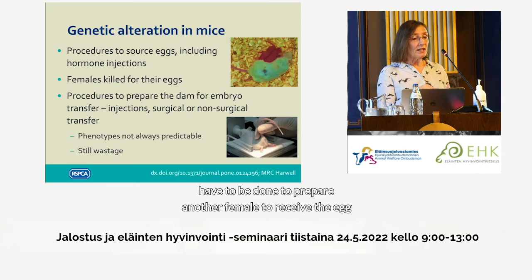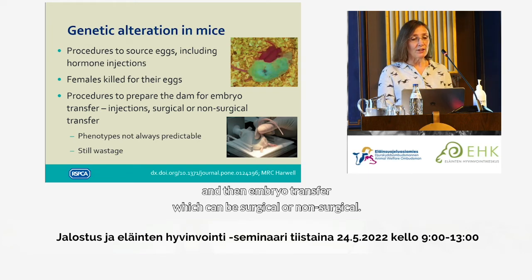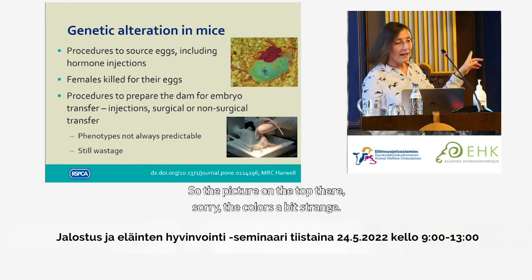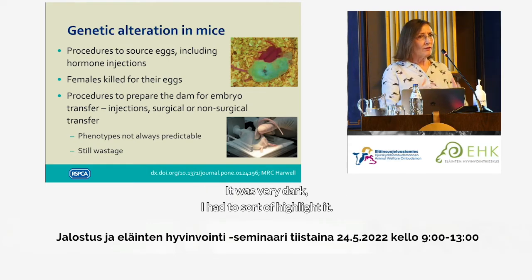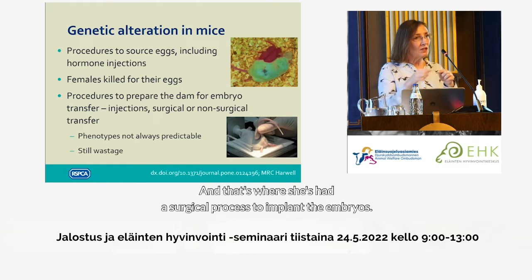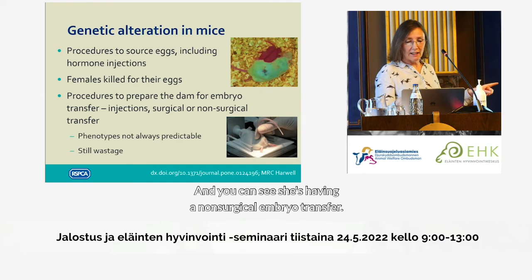And then the procedures have to be done to prepare another female to receive the egg as a pregnancy, which also involves hormone injections, and then embryo transfer, which can be surgical or non-surgical. So the picture on the top there, sorry, the colour's a bit strange. It was very dark. I had to highlight it. I don't know if you can see there's a scar on the mouse's back there, and that's where she's had a surgical process to implant the embryos. The mouse below there, she's under general anaesthetic, and you can see she's having a non-surgical embryo transfer.